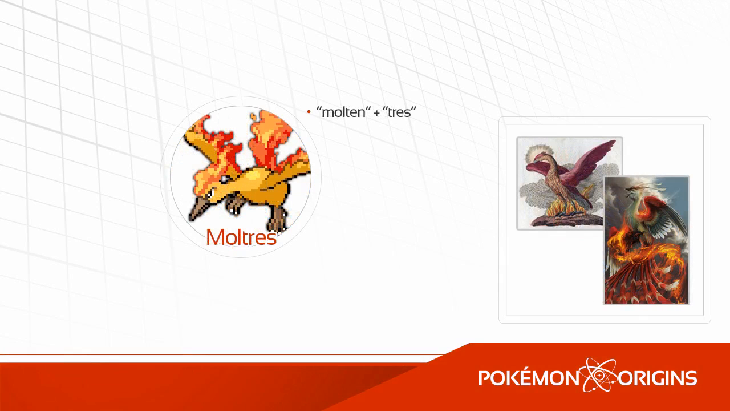Moltres then finally is the last of the trio. We have of course name-wise Molten and Tres, molten fire, molten lava, and in terms of the design basis, obviously Phoenix comes to mind first here, but it could also be based on the Slavic Firebird, the Bennu or the Suzaku, all sorts of fiery mythical birds.